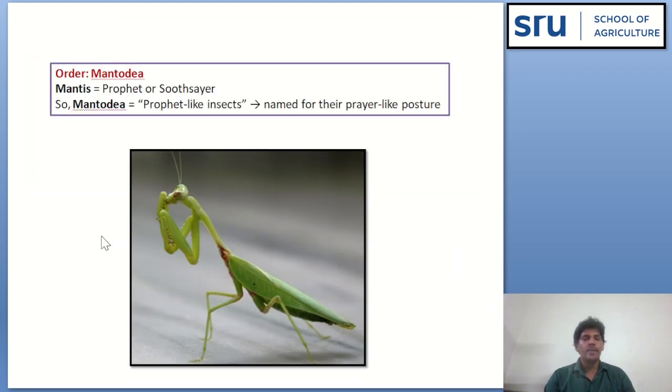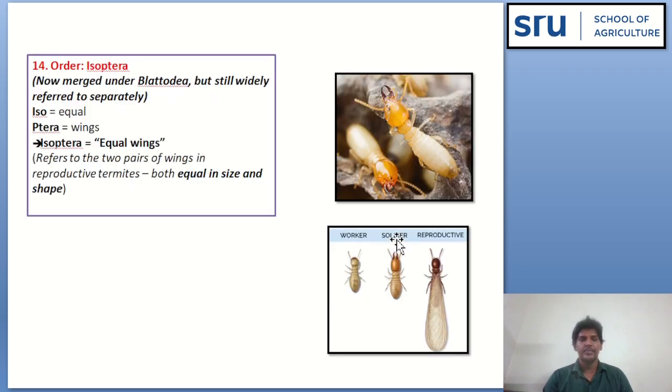Next order is the Mantodea. Mantis means prophet or soothsayer. So Mantodea is the prophet-like insects named for their prayer-like posture. See their hands, they are giving prayer-like postures. That's why this is another order, Mantodea. Example is the mantid.